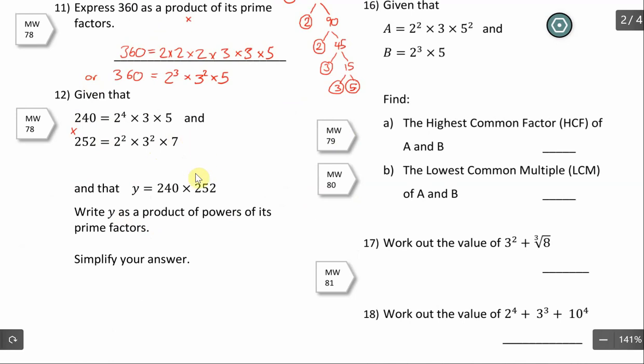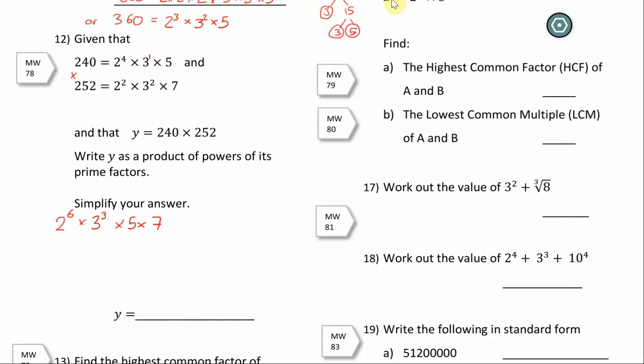Okay, so I'm simply going to have 2 to the power of 6 because I've got the 2 to the power of 4 timesing by the 2 squared here, and I can add the powers. I've got 3 to the power of 1 here times 3 squared, so that's going to give me 3 cubed. I've got a 5 and I've got a 7, and that is the answer. So let's just write that on the answer line. Now we have to give it with powers because it said to simplify our answer.